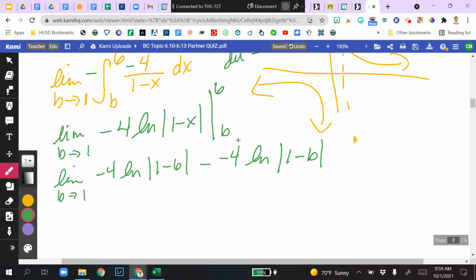So 1 minus 6. This first part is going to be -4 natural log, absolute value of -5, which would be 5. It's just going to be a mess like that. The second part, the problem is I cannot put that 1 in there. Okay, so I need to know what's going on close. I think when we did one on the AP Classroom, it canceled out like the first part. It ended up being like the natural log of 1, which is 0.